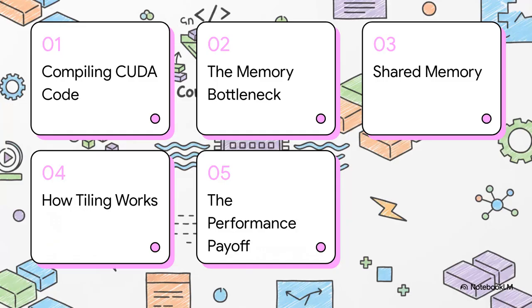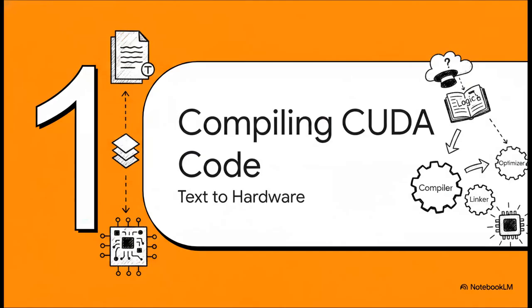Let's dive in. Here's how we're going to break it down today. We'll start with compiling your CUDA code, move into the massive global memory bottleneck, introduce our hero, shared memory, look at exactly how tiling works, and finally, check out the massive performance payoff.